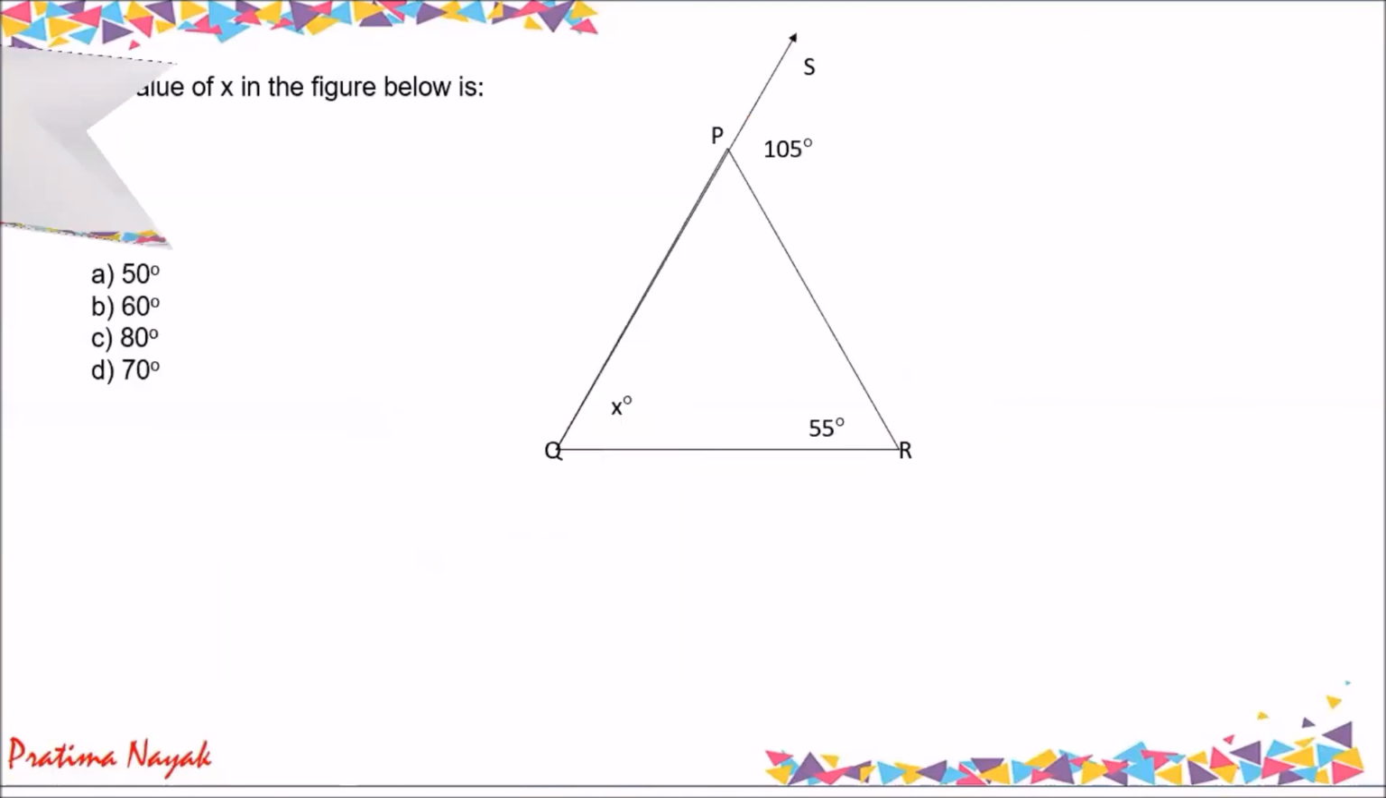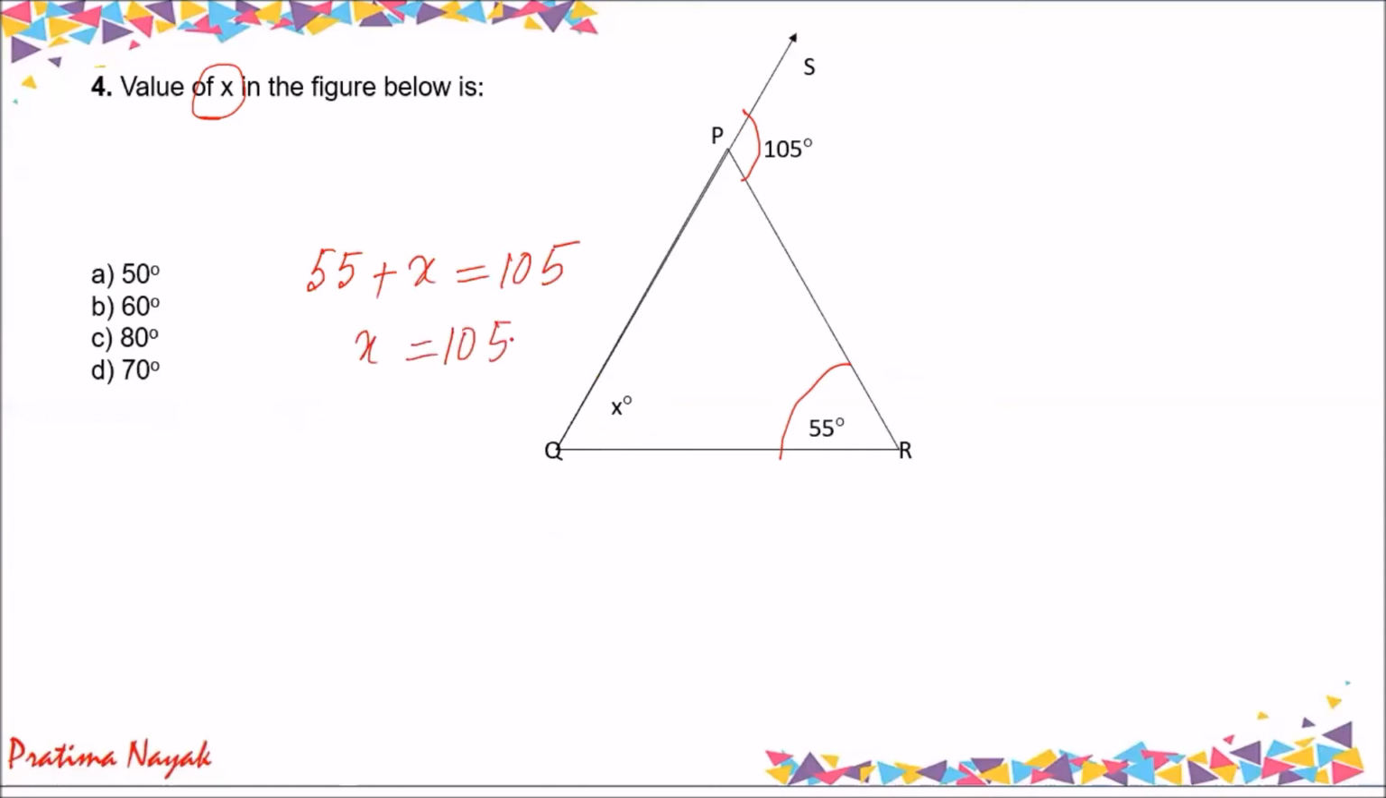Next question. Question number 4. It is again a similar question. The exterior angle is given as 150. One angle is given, 55. You have to get the value of x. So we'll write in the same way. The sum of interior opposite angles is equal to the exterior angle. So x will be 105 minus 55. How much will it be? It will be 50 degree. Where is the answer? The first one is the answer.